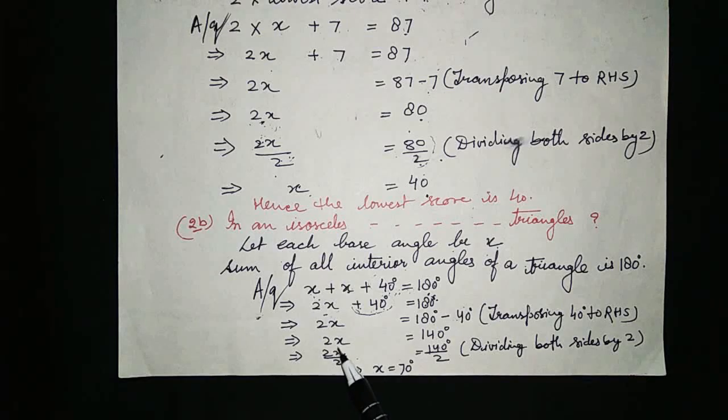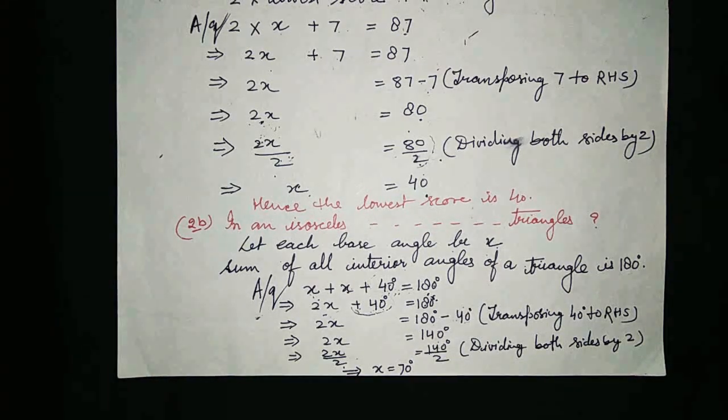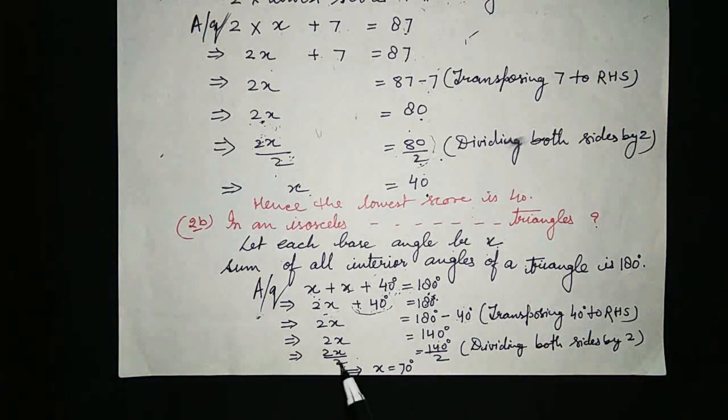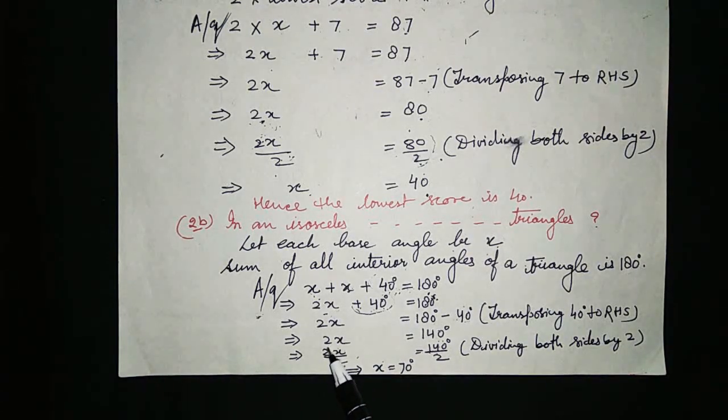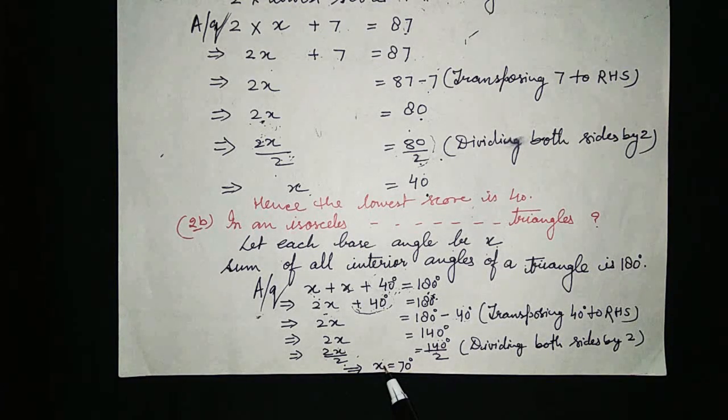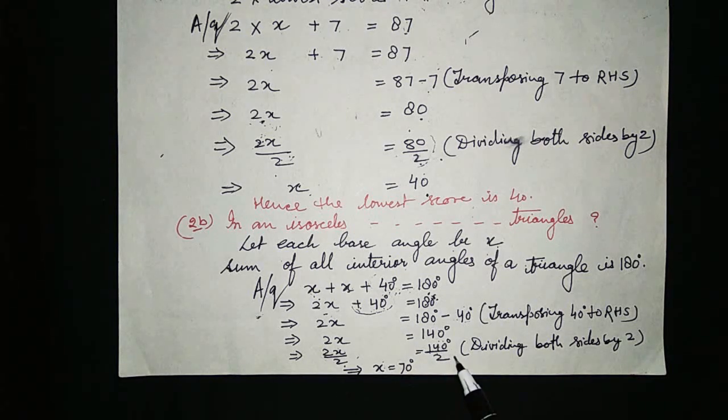In the next step, 2x we will write, and on right hand side of the equation, if we subtract 40 degree from 180 degree, we will get 140 degree. Now we will divide both the sides by 2. So on the left hand side we will get x only, because 2 1 is 2, 1 into x we will get. And on right hand side, when we divide 140 degree by 2, we will get 70 degree.